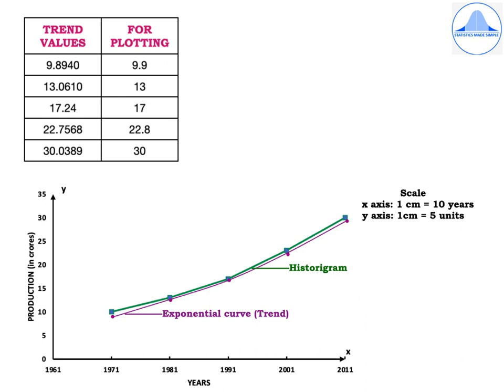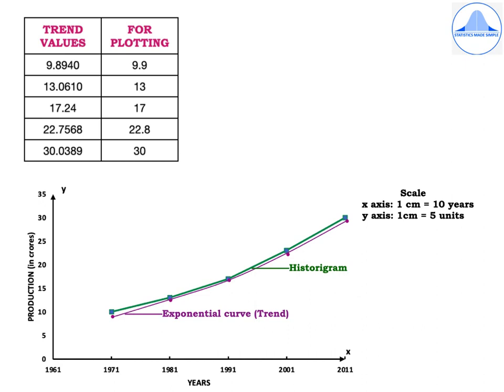Now let us plot the histogram, that is the actual values and the trend values. So on the x-axis, I take the years from 1961 to 2011, that is 1961, 1971, 1981, 1991, 2001 and 2011.